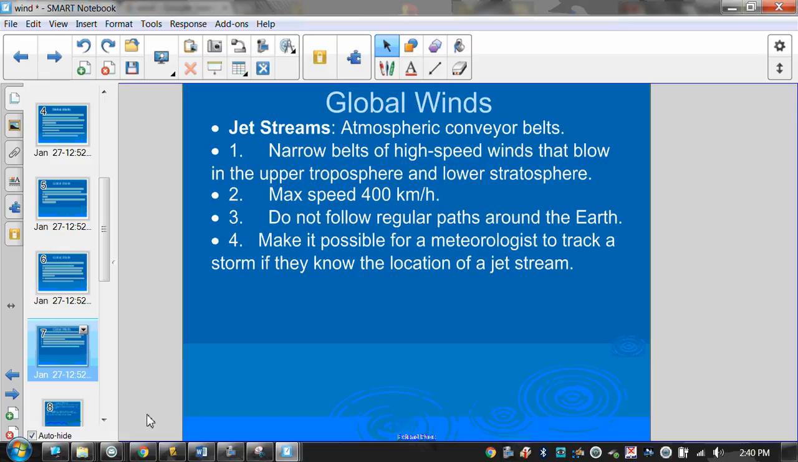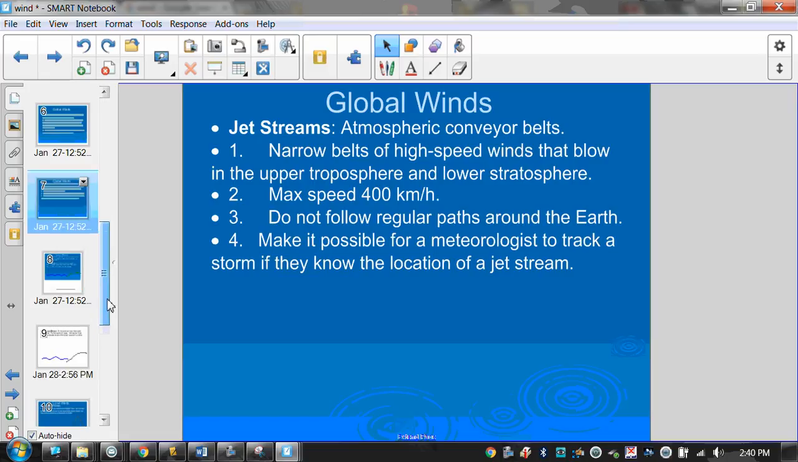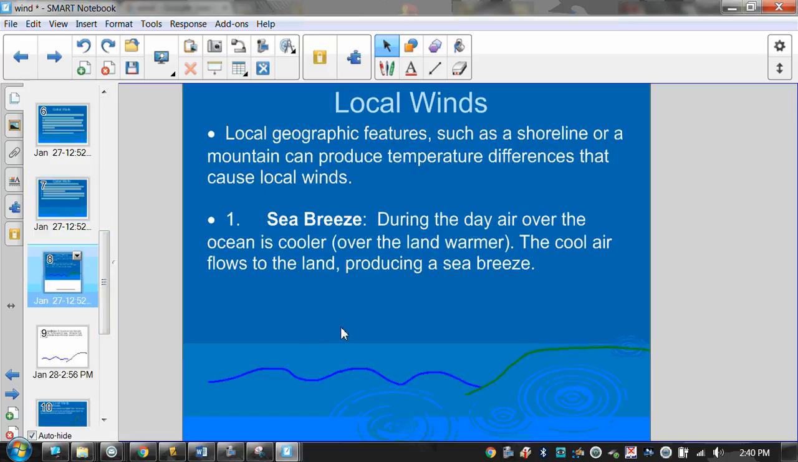So we have our easterlies, we have our westerlies, we have our trade winds, and those are our big global winds. We also have local winds, and the local winds are based on the topography, or how the lay of the land is in that particular region. And so our first one that we're going to look at is a sea breeze.